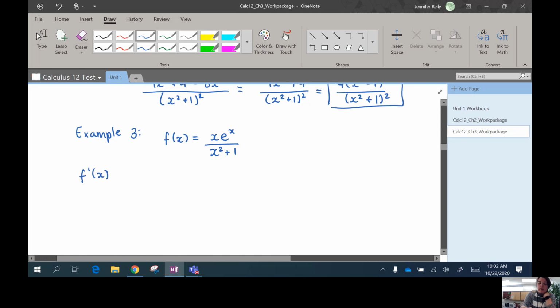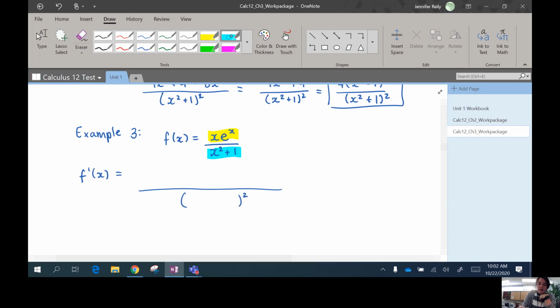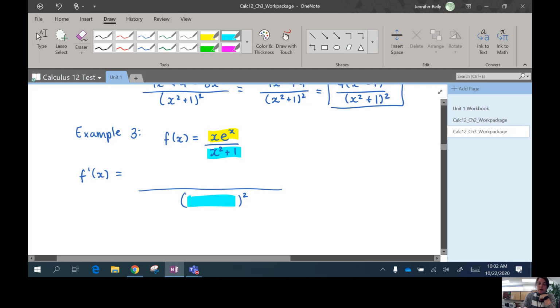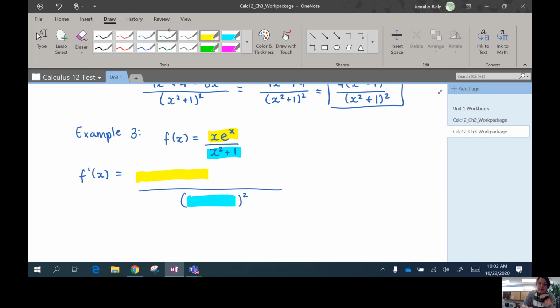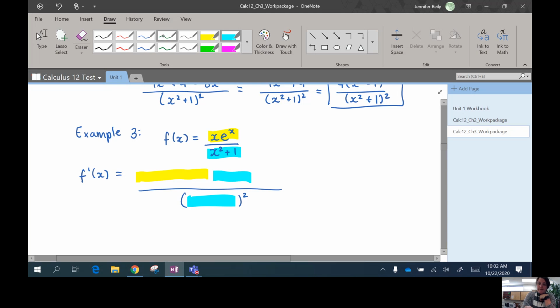Okay, so this is a quotient because in the numerator, we have x e to the x, and then in the denominator, we'll have x squared plus 1. So my derivative is going to have that quotient rule structure to it. So I'm going to have the denominator squared in the bottom. On the top, I'm going to have the derivative of the top times the bottom minus the top times the derivative of the bottom.